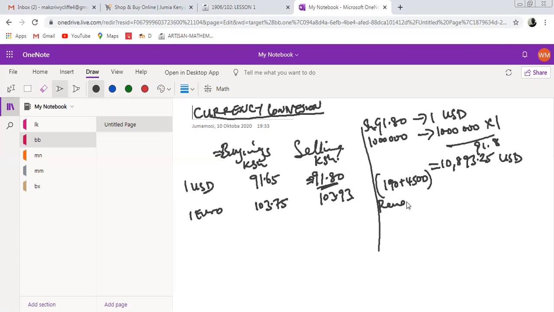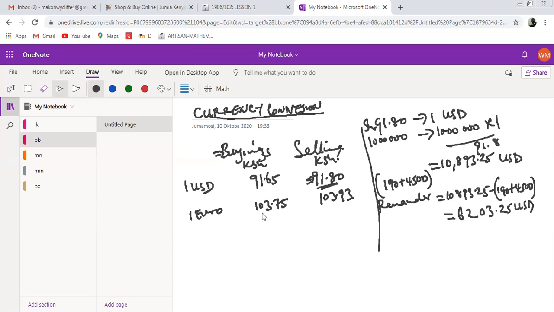So the remainder, what he is going to remain with, is 10,893.25 minus the expenditure now, which is 190 plus 4,500. You will find that this person is going to remain with 6,203.25 USD after spending on a ticket and upkeep. Now you are told these USDs were converted into euros. What do you need to do?